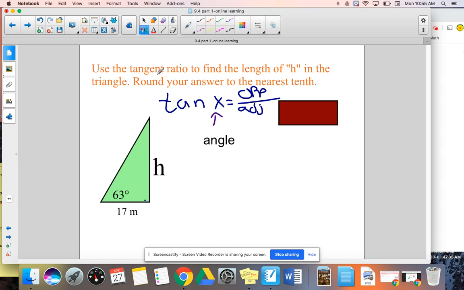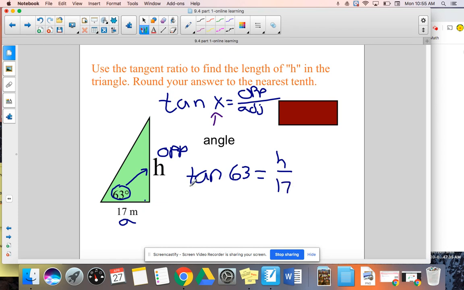So when I'm setting this up, I know my angle here that I'm given is 63. So I'm going to write tangent, and then the angle goes right there. So tangent 63, because that's what they gave us, equals, and we need our opposite side. So across from there is my opposite side. So that's h over my adjacent side, which is 17.